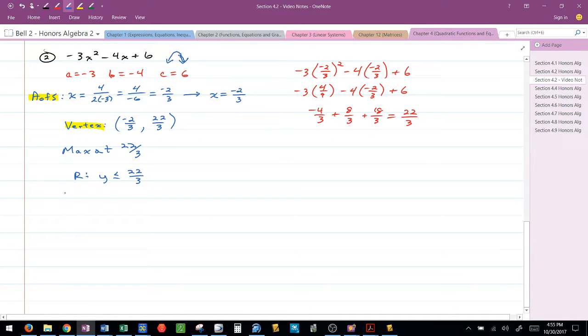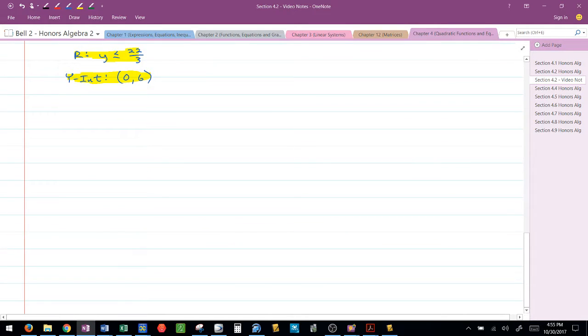And I know that the y-intercept is always going to be the point (0, c), so that's at (0, 6). Okay? Now, the last thing that we got to do today is to basically do the same thing, but now what we're going to focus on is how do you change from standard to vertex form. All right?